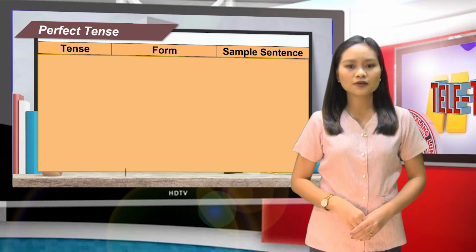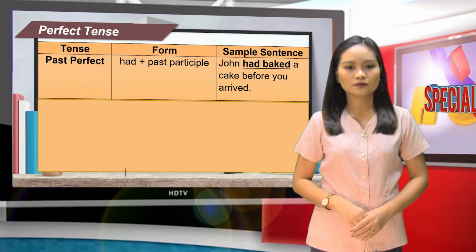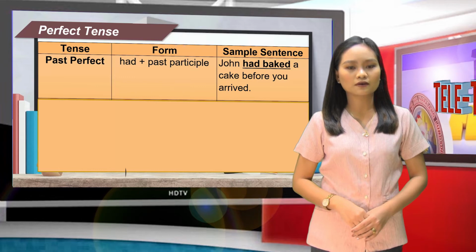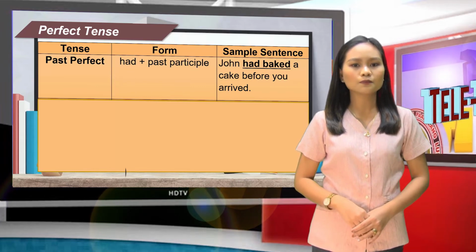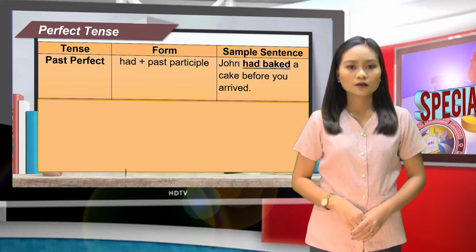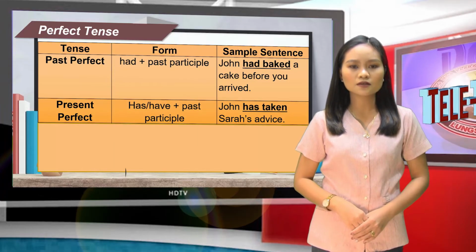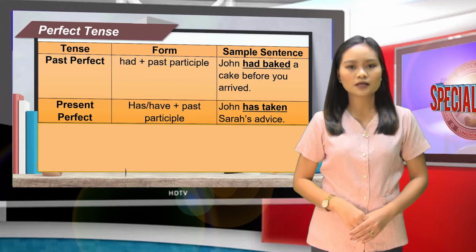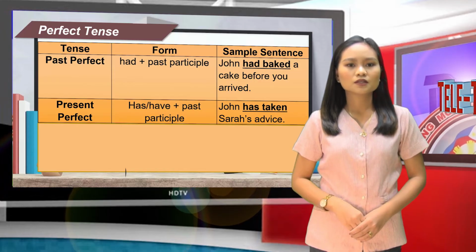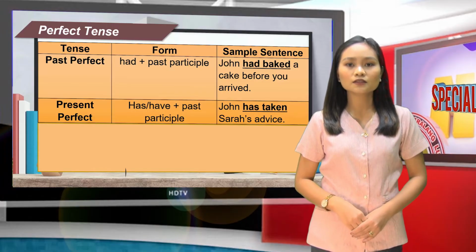To form the past perfect tense of the verb, we will use had plus past participle of the verb. For example, John had baked a cake before you arrived. The action was completed before another action took place. To form the present perfect tense of the verb, we will use has for singular subject and have for plural subject, plus past participle of the verb. For example, John has taken Sarah's advice. The action started in the past and continues at present.